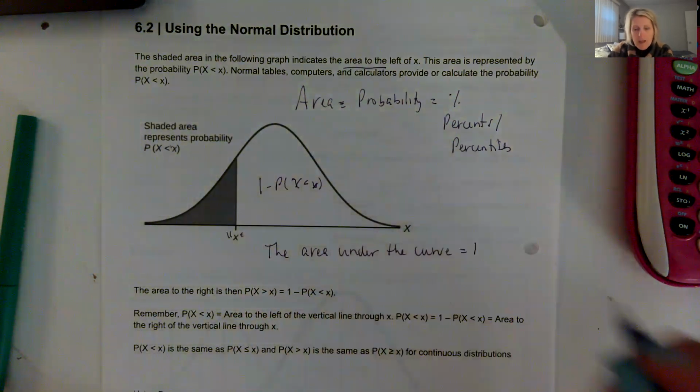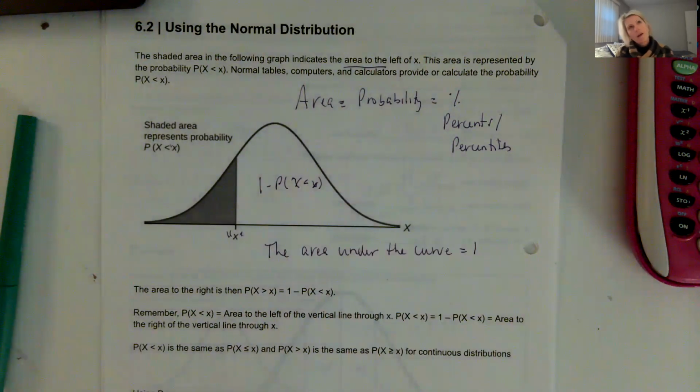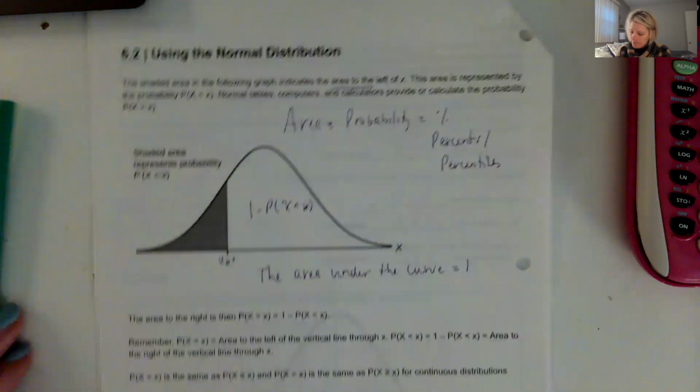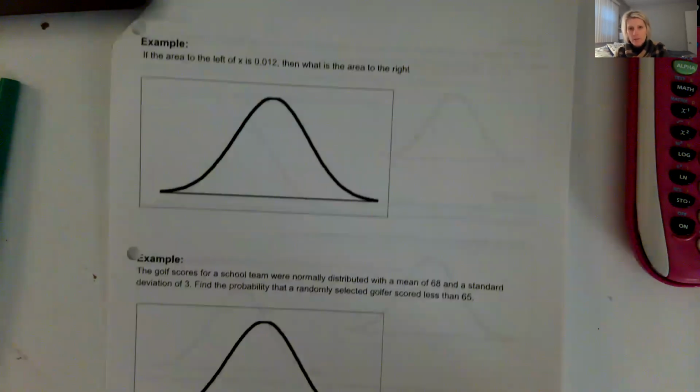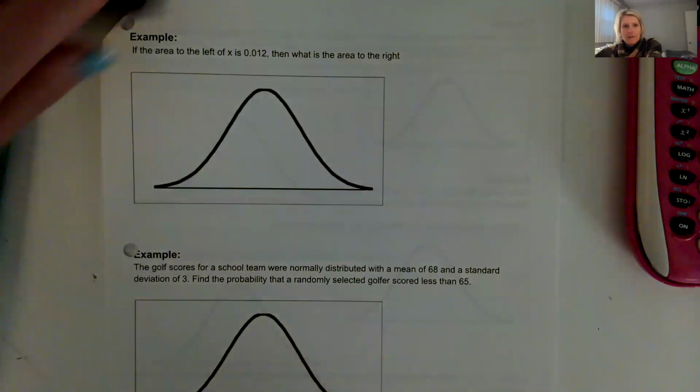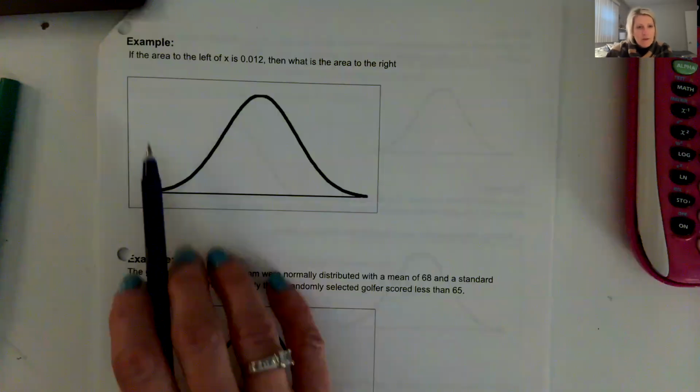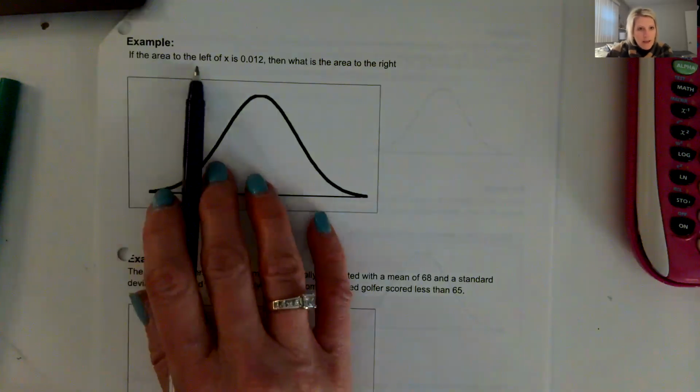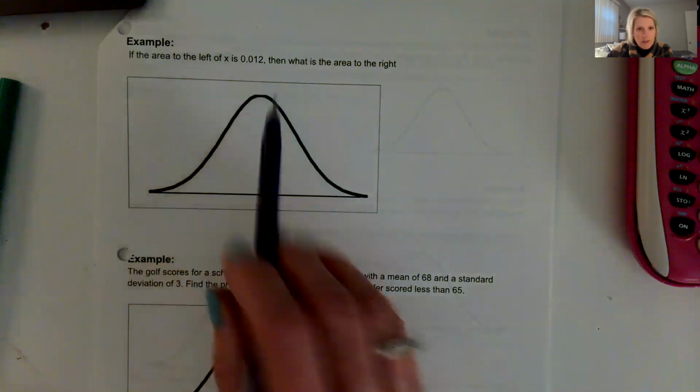So the area under the curve equals 1. Just like in the probability distributions that we talked about in chapter 4, they were discrete probability distributions, but it always applies the same for any distribution, that the probability should always add up to be 1. So we're gonna learn how to do some things in Desmos today. It's pretty exciting.